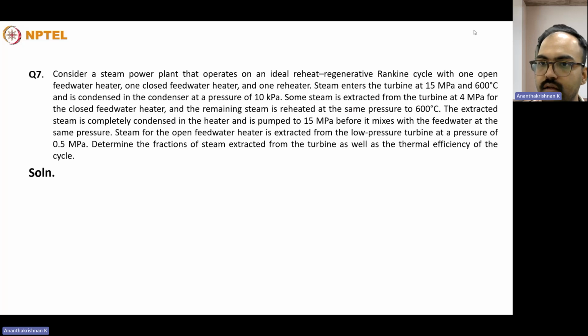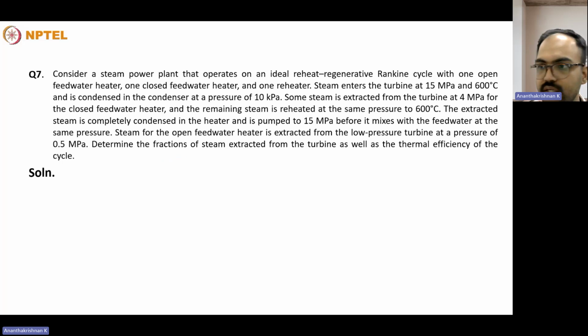Consider a steam power plant that operates on an ideal reheat regenerative Rankine cycle with one open feed water heater, one closed feed water heater, and one preheater. Steam enters a turbine at 15 megapascal and 600 degrees Celsius and is condensed in the condenser at a pressure of 10 kilopascal. Some steam is extracted from the turbine at 4 megapascal for the closed feed water heater, and the remaining steam is reheated at the same pressure to 600 degrees Celsius. The extracted steam is completely condensed in the heater and is pumped to 15 megapascal before it mixes with the feed water at the same pressure. Steam for the open feed water heater is extracted from the low pressure turbine at a pressure of 0.5 megapascal. Determine the fractions of the steam as well as the thermal efficiency of the cycle.